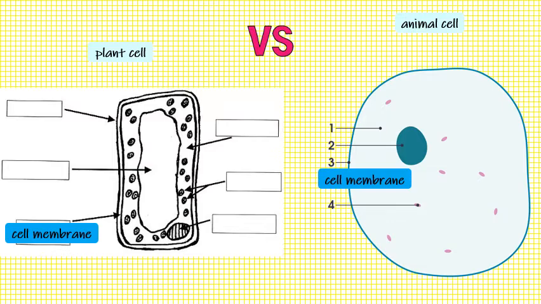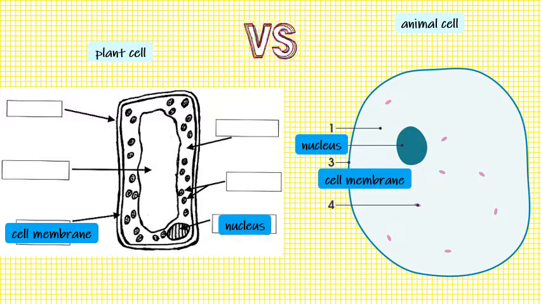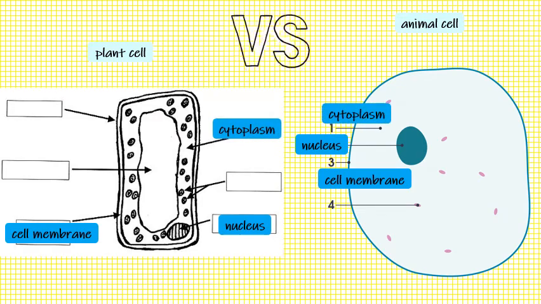Do they have a nucleus? Yes, for sure. The plant cell and also the animal cell have a nucleus, which is the brain of the cell. A cytoplasm. The plant cell and the animal cell have a cytoplasm. This cytoplasm holds all the cell's organelles in it. It is mostly water.